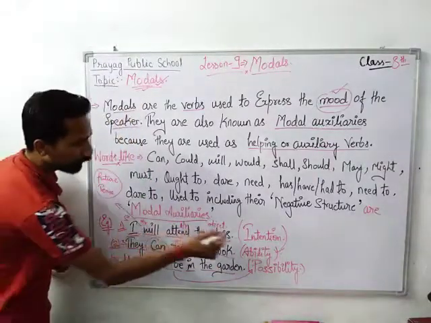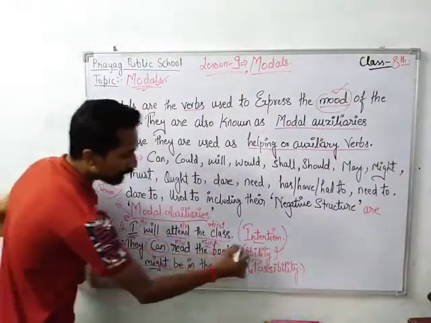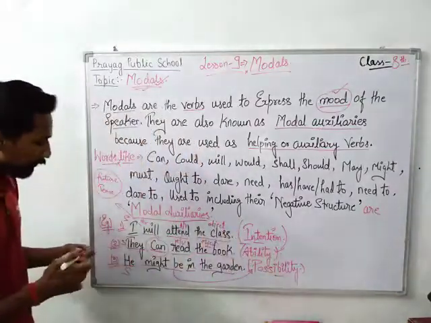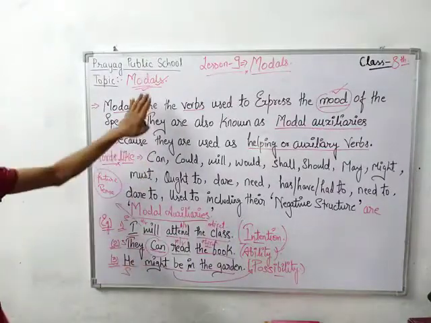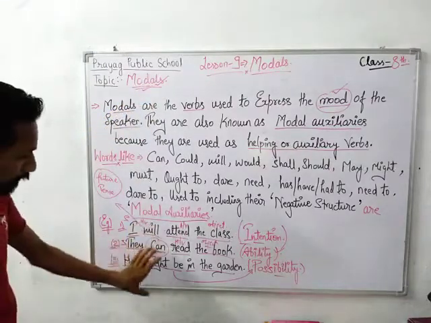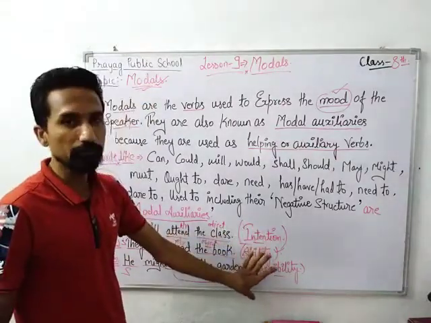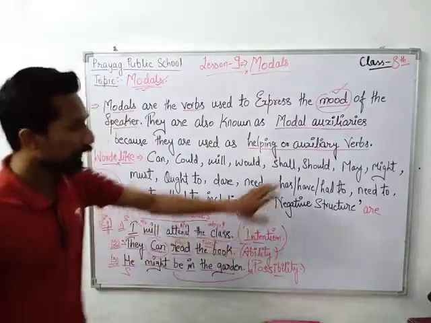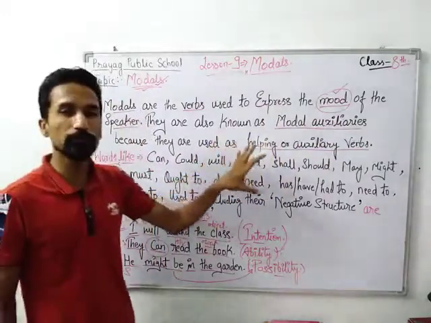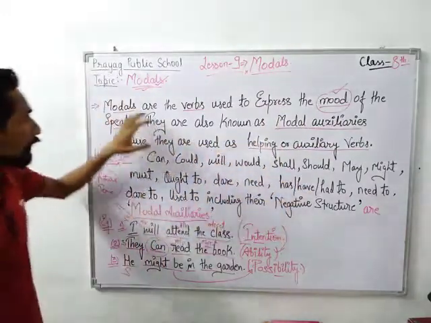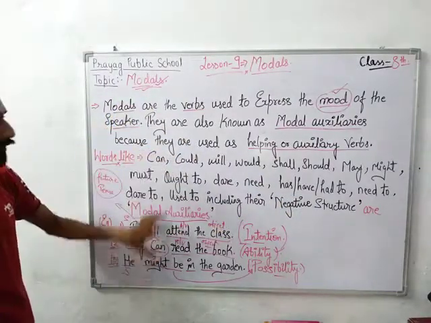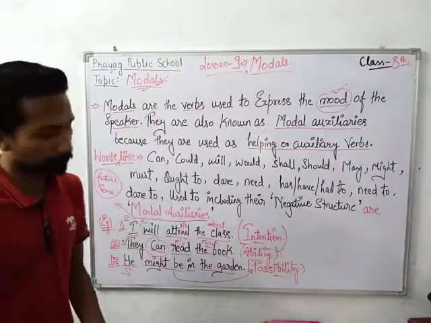So over here will is showing the intention, can is showing the ability, and might is showing the possibility, and all these three words, that is will, can, might, are modals, right? Why? Because they are doing different roles in a sentence. At the same time, they are also expressing the mood of the speaker, that what exactly the speaker wants to say, right? So, class, with this particular definition, with all these words, and with these three examples, we have covered modals, right?